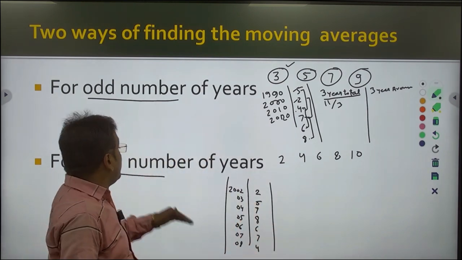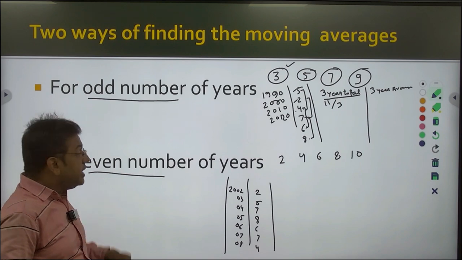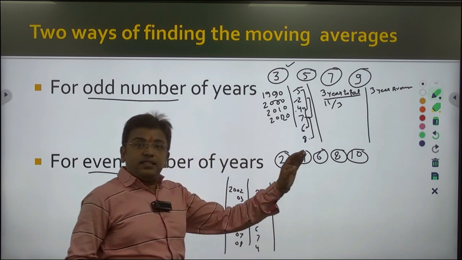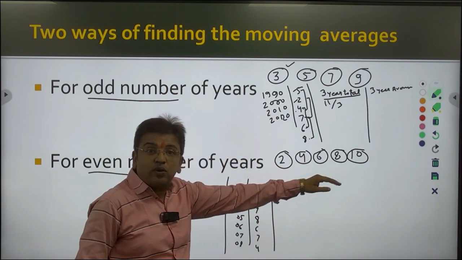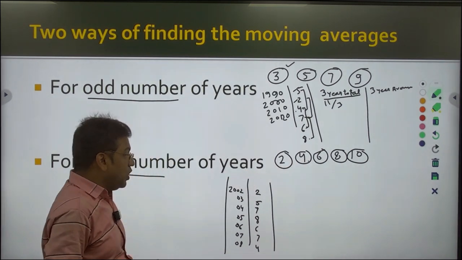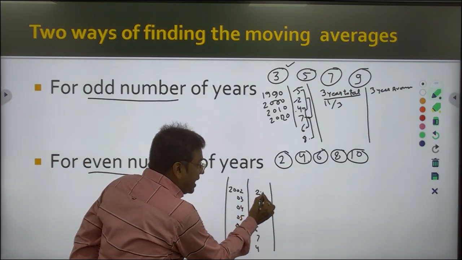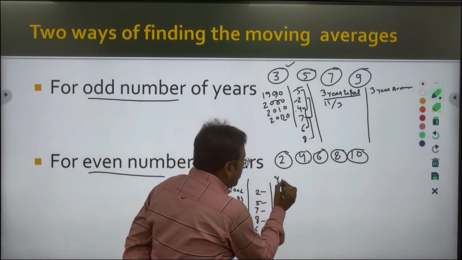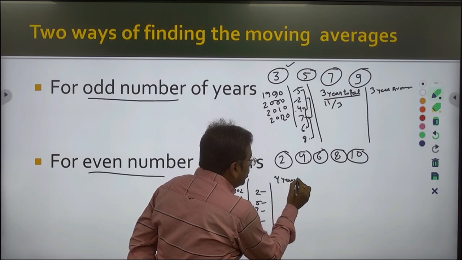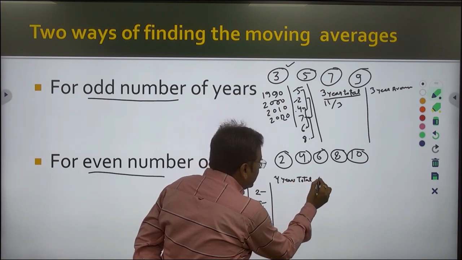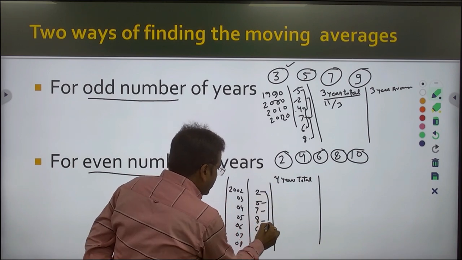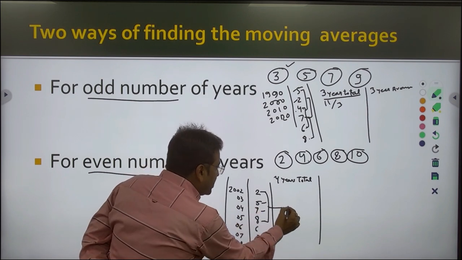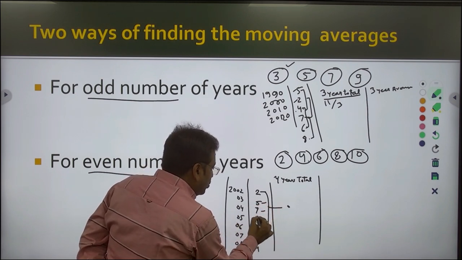Now the question is asking that you have to calculate the moving average of the even number. Even number means 2, 4, 6, 8, 10, anything given in even years. So if it is asking for 4 years, the first thing you have to do is take the total of the first 4 years. So 4 years total. So 1, 2, 3, 4, and you write it over here in the middle of both. Now the next value, the first value will be written over here. The second value, 1, 2, 3, 4.